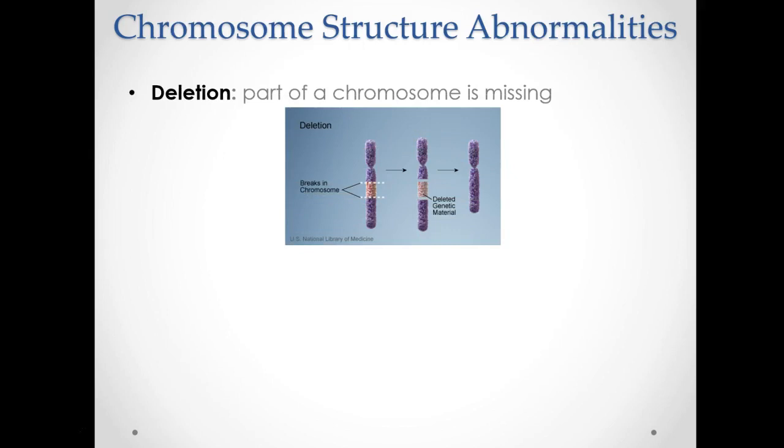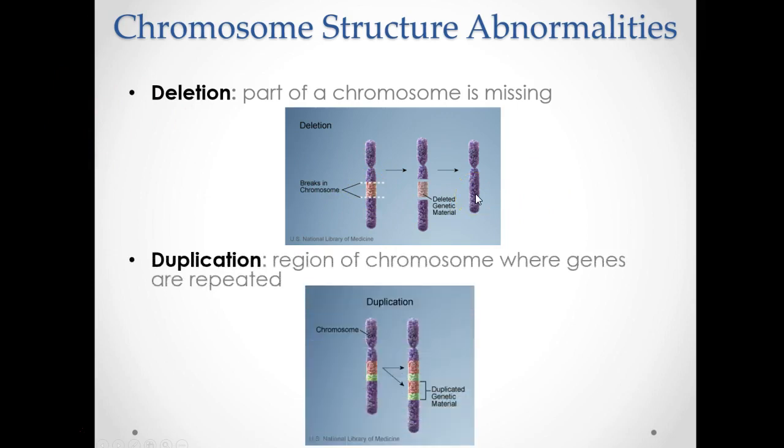So let's talk about structural abnormalities first. The first one we're going to talk about is pretty simple. It's a deletion. If there's a break in the chromosome and a piece goes missing, it's called a deletion. A duplication would just be the opposite. If there's a section of the chromosome that gets copied more than once, we have duplicated genetic material. So if we're looking at a karyotype, then this chromosome would be too short for a deletion, and this chromosome would be too long for a duplication.